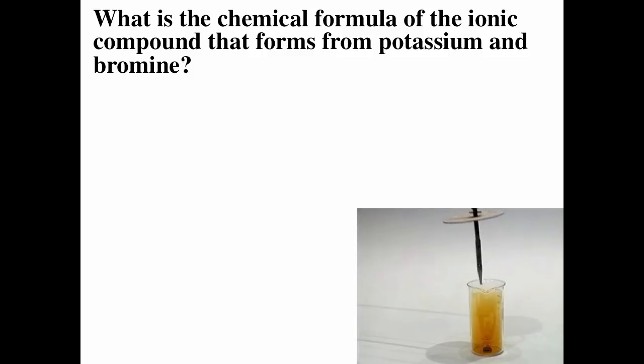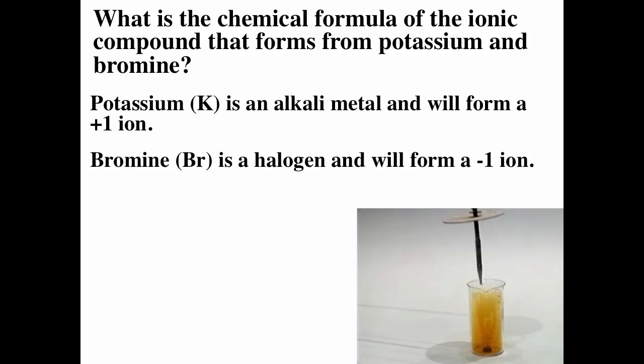potassium and bromine? And so you have to think about, okay, what kind of ion does potassium form? What kind of ion does bromine form? Potassium is an alkali metal, it forms a +1. Bromine is a halogen, it forms a -1. And so they'll form a compound with a ratio of 1:1, KBr.